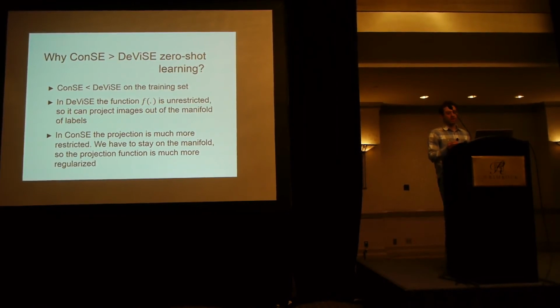But one point here is that maybe the DeViSE model is overfitting to training labels in the sense that, because the mapping is unrestricted, it can project images anywhere in the semantic space, and it doesn't respect the manifold of the labels. Whereas in the ConSE model, the projection is much more restricted, and the labels have to stay sort of on the manifold. So this more restriction gives us better generalization power and less overfitting.